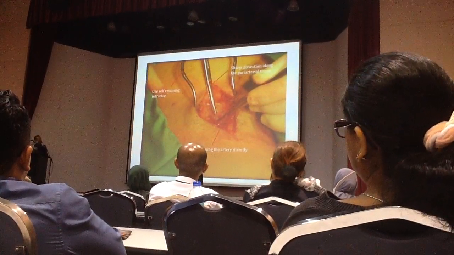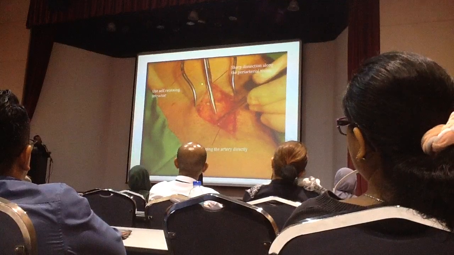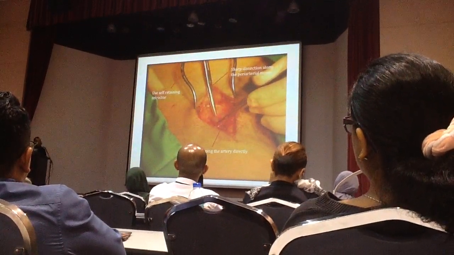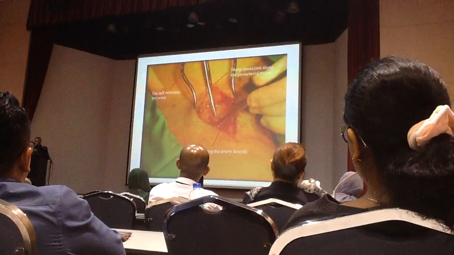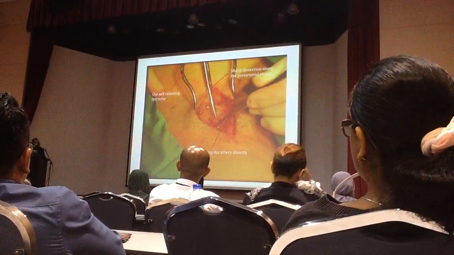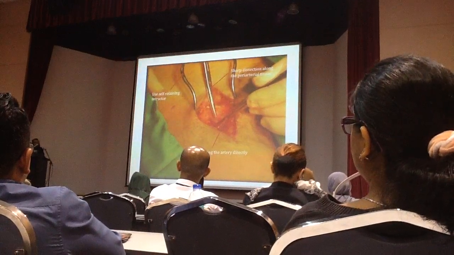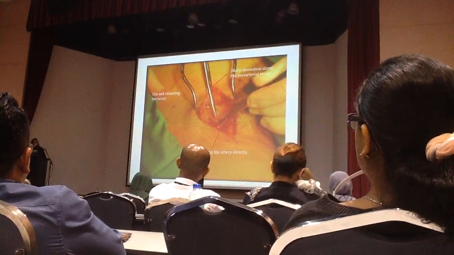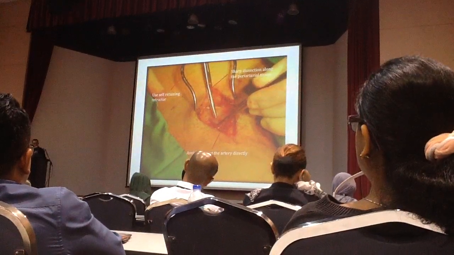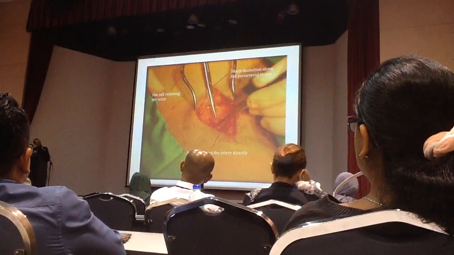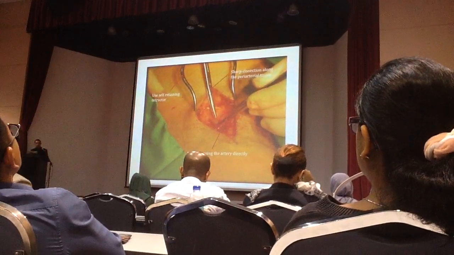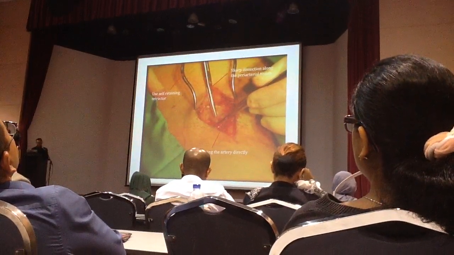So at this point you can use a curved Metzenbaum scissor or vascular Reynolds scissor if your center has it, right? If you don't have it, you can just use a curved Metzenbaum. So use non-traumatic, non-toothed grasping forceps such as DeBakey forceps to grasp the periarterial tissue. Try to avoid grasping the artery directly.